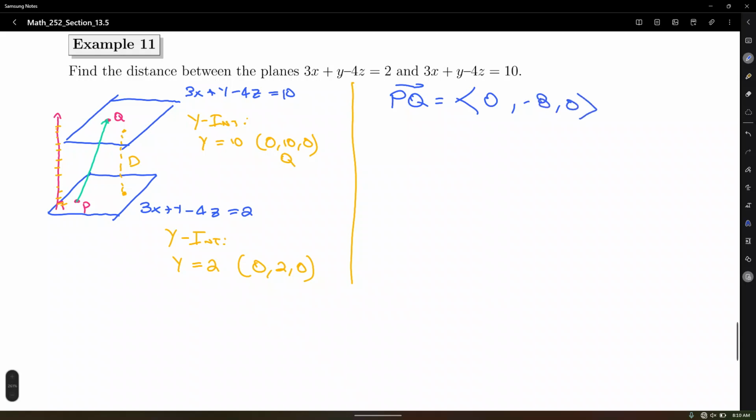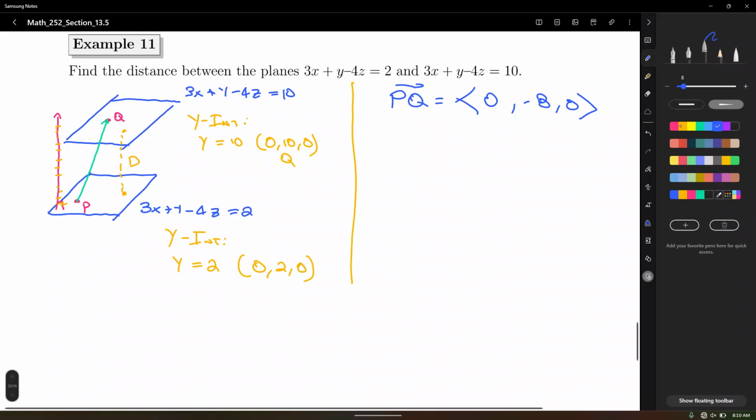All right? Actually, you can do it the other way around. You can do 10 minus 2 and get a positive 8. It doesn't matter because for the formula that we're going to use to find the distance, we are required to take the absolute value because it's a distance, right? So there is no negative distance. So that's the vector that defines the points PQ, the vector whose shadow onto the normal vector will be equal to the distance. Okay.